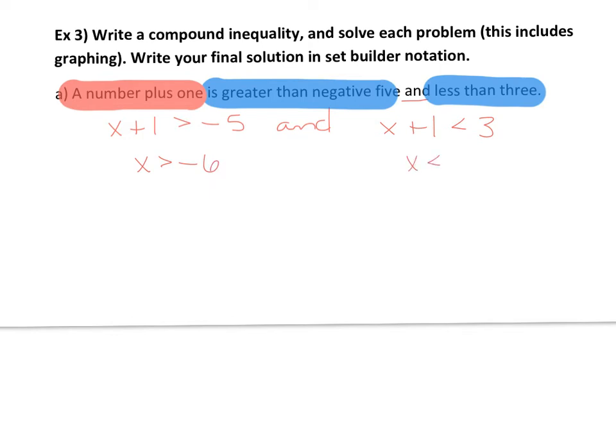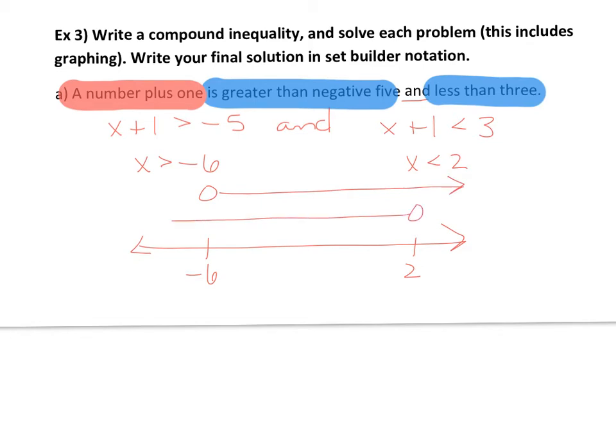Subtract the 1, x is less than 2. Okay, I'm going to do a quick sketch here. So again, I'm not going to put a bunch in the middle here. So negative 6, open circle, shading to the right. Negative 2, open circle, shade to the right. Again, are they overlapping? The answer is yes, they're overlapping from here to here, so that's your final answer.